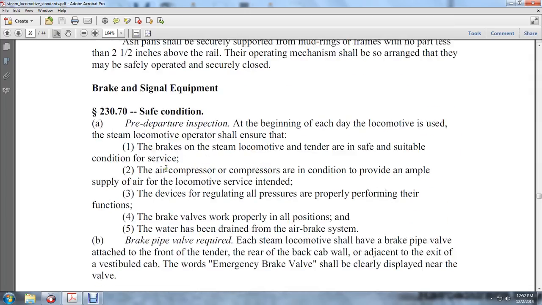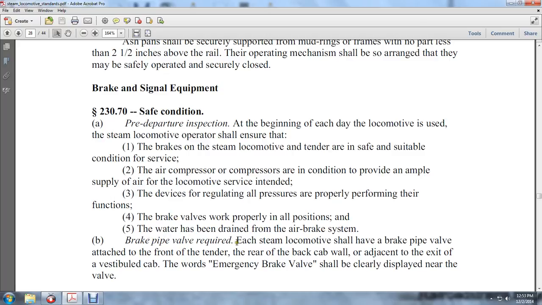Brake and signal equipment. Safe condition. Pre-departure inspection. At the beginning of each day the locomotive is used, the steam locomotive operator shall ensure that the brakes on the steam locomotive tender are in safe and suitable condition. One, the air compressor is in condition to provide an ample supply of air for locomotive service. Two, if intended, devices regulating air pressure are properly performing their function. Four, the brake valves operate properly in all positions. The water has been drained from the air brake system.